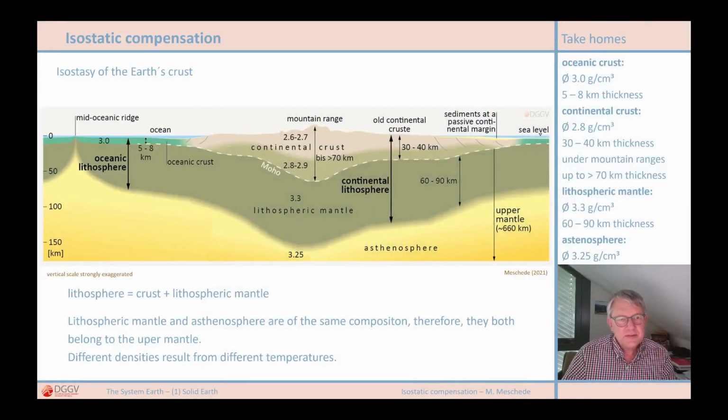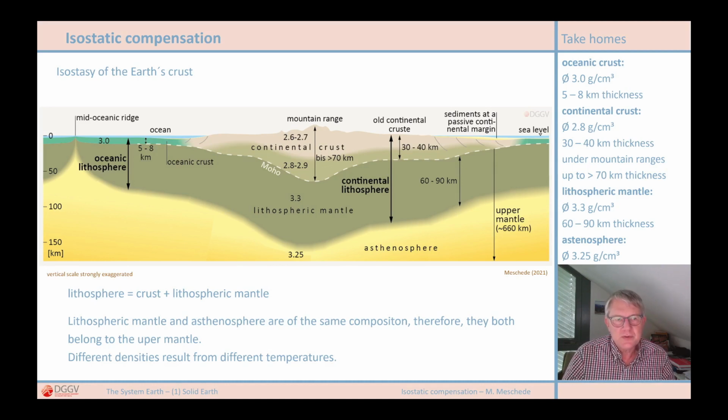I showed this section through the lithosphere already as the last figure of my previous video. We see here all types of lithosphere with their respective average densities. And I will now use these data in a conceptual model that I would like to discuss here.